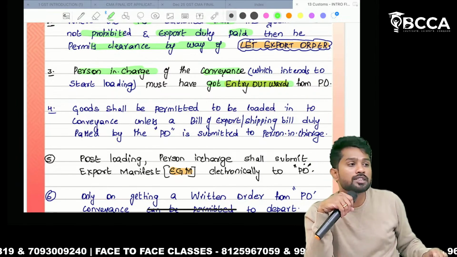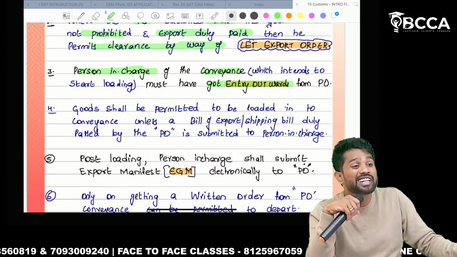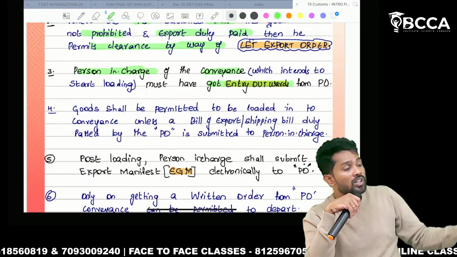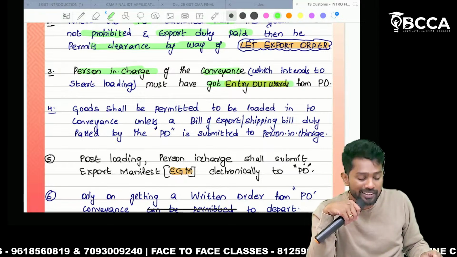Okay, the vessel name is Bhishma. So now the person in charge of the vessel Bhishma should first get an entry outwards. Only when he gets entry outwards am I permitted to load my goods into that particular vessel.